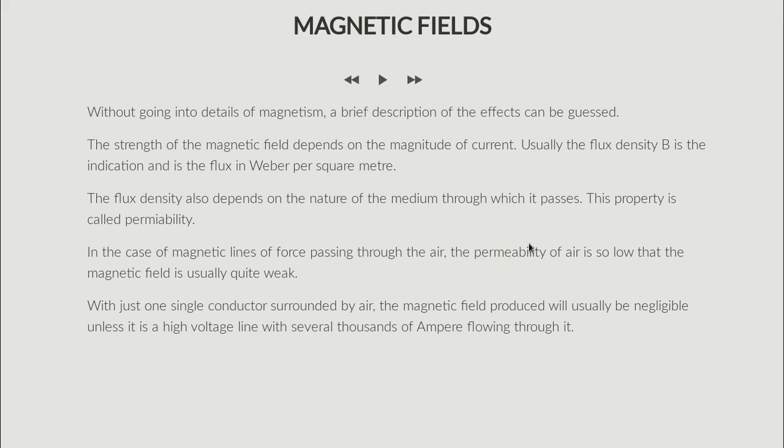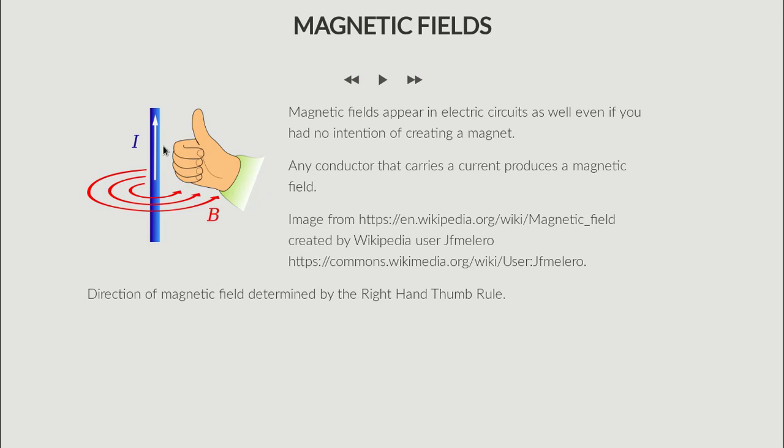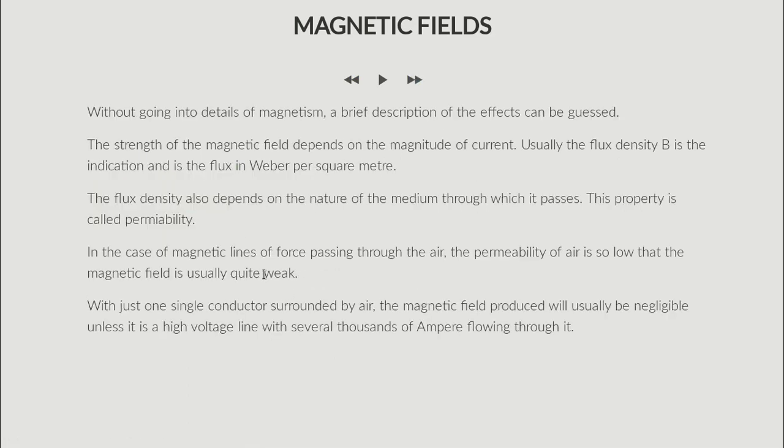It's not just the permeability that matters. It is also the magnitude of current. If it's just one single conductor surrounded by air, the magnetic field will be negligible. And this is why you don't feel it even though you're in a house with wires all around, because there's not much magnetic field produced.